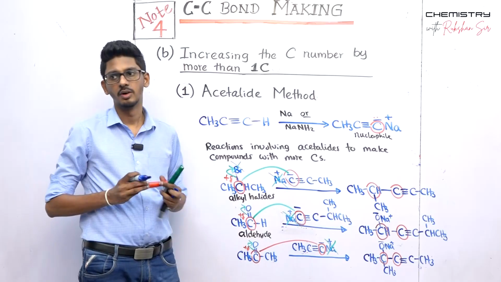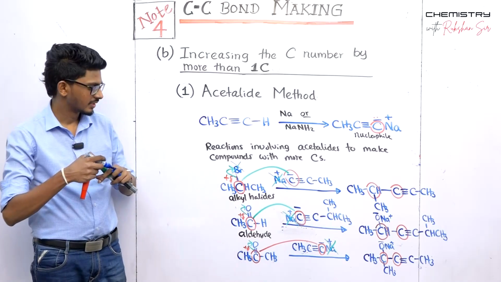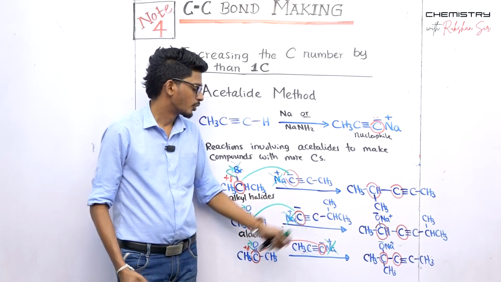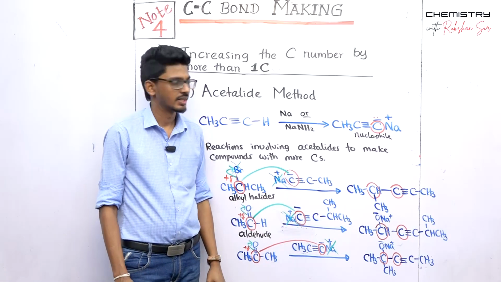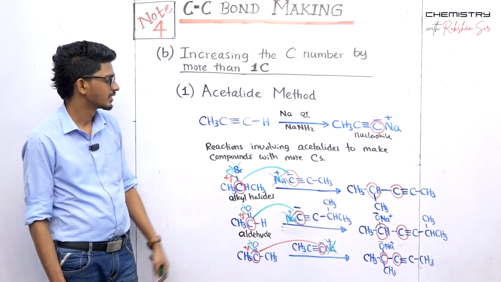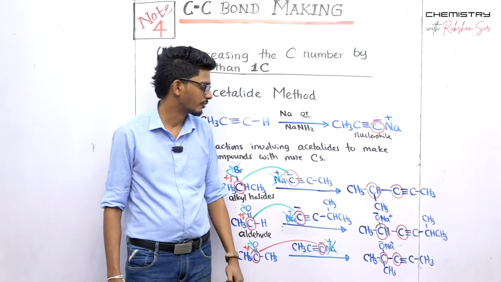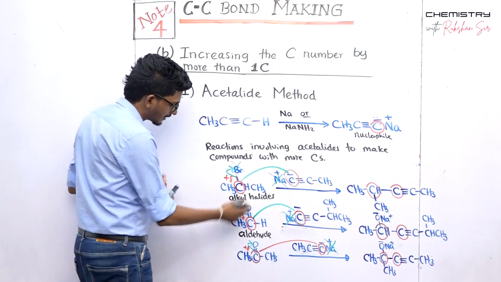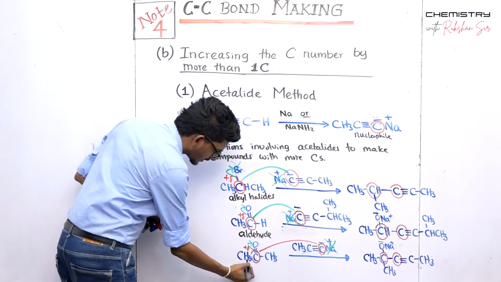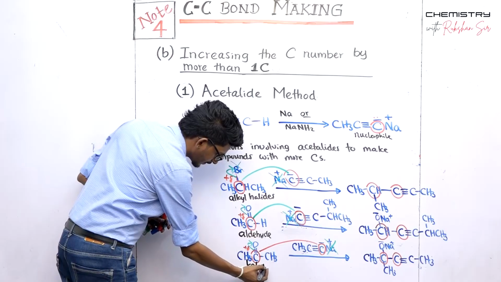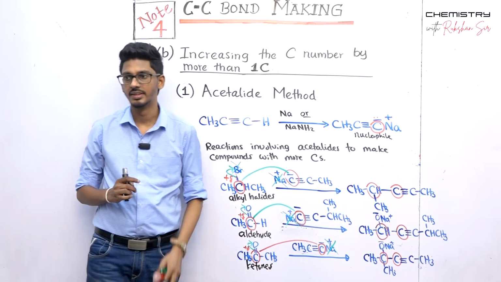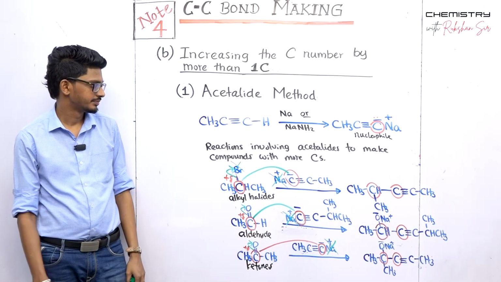Right? That is how the acetylides will form some compounds with more than one carbon in it. So the acetylide technique can be used to create some compounds with more than one carbon added. So basically acetylide can be used with the alkyl halides, aldehydes and ketones. Right? Alkyl halides, aldehydes and ketones.